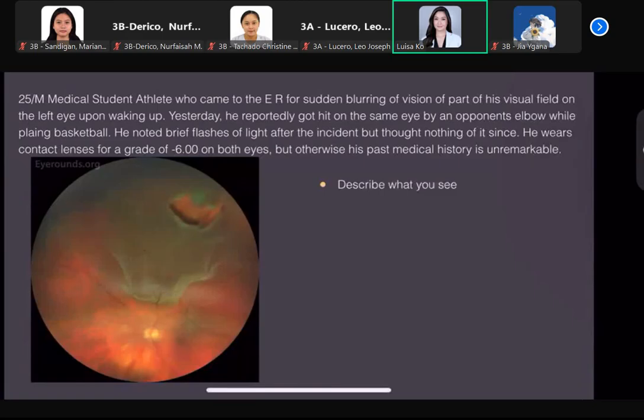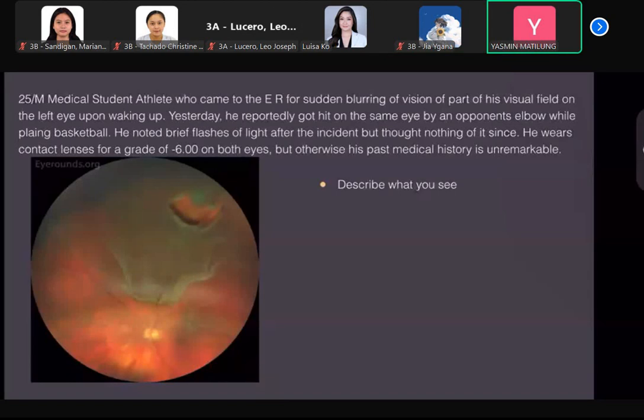So first of all, can you describe to me what you see? Anyone? Shall we go back to our pattern? Somebody wants to answer? Shimmering, greenish fluid. Okay. So how do we describe a fundus picture again?